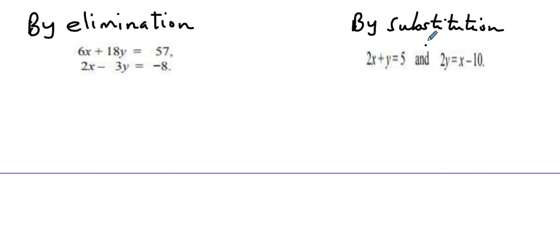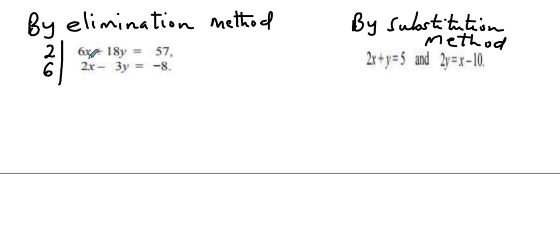By substitution method, and here by elimination method. By elimination method, you remove one letter to get the value of the other. So let me start with removing x. So 2 will be multiplied here, 6 will be multiplied here. Why? Because these numbers on x, 6 and 2, are not the same. So we have to make them the same. So you know the theory behind the elimination method.